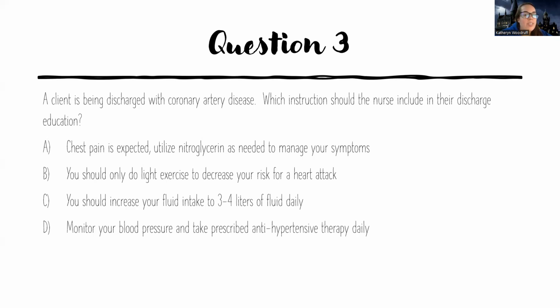To answer choice A, chest pain is expected. Utilize nitroglycerin as needed to manage your symptoms. Coronary artery disease is the one that's in between, where it's just risk factors. There are no symptoms here. In general, we're never going to tell people, hey, you're going to have chest pain, so just deal with it. Usually we tell people, if you have chest pain, do this and let your doctor know. That's going to be true for coronary artery disease too.